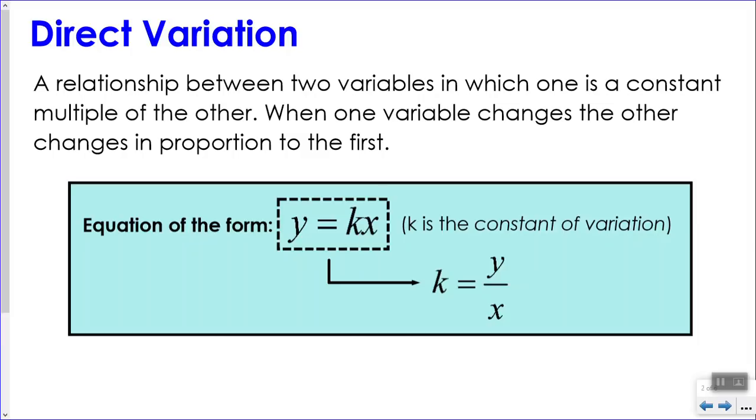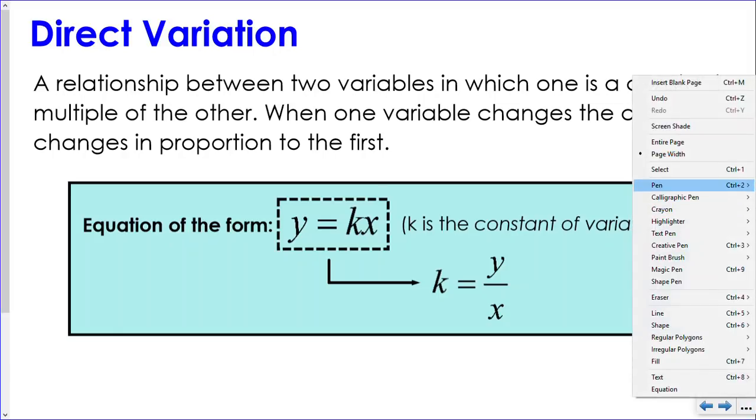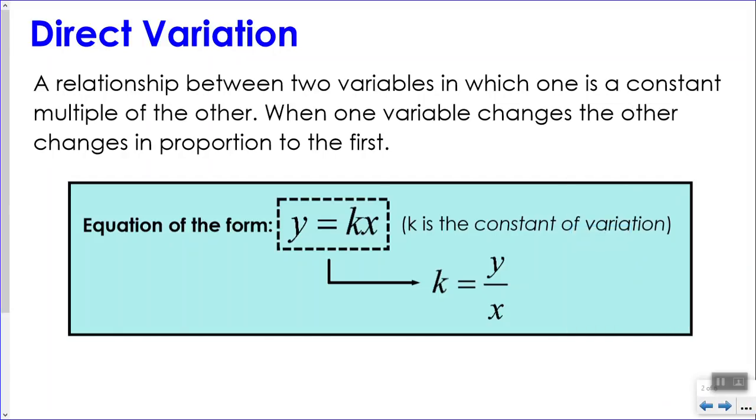If x decreases, then y is also going to decrease. So the variables move in the same direction. As one gets bigger, so does the other. And when we look at our equation, direct variation is always going to be of the form y equals kx, and k is called the constant of variation, or that multiple that we keep multiplying by each time.